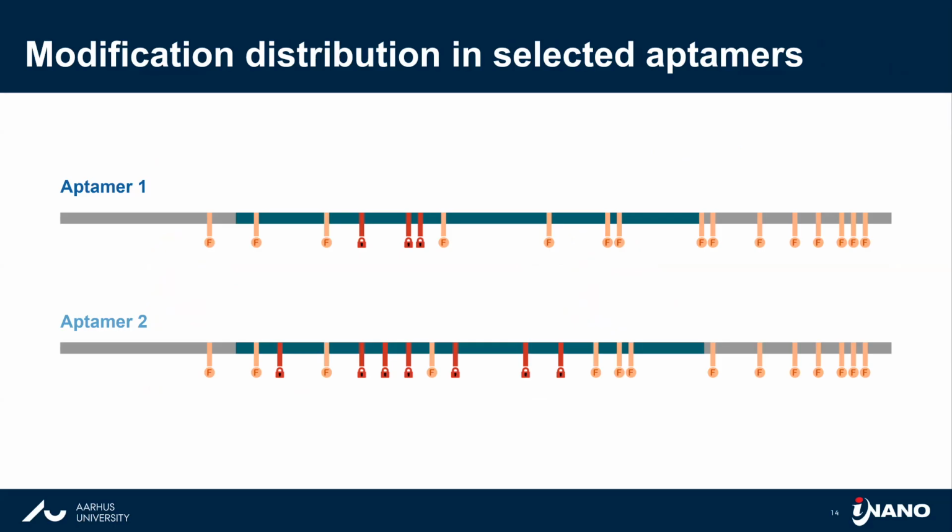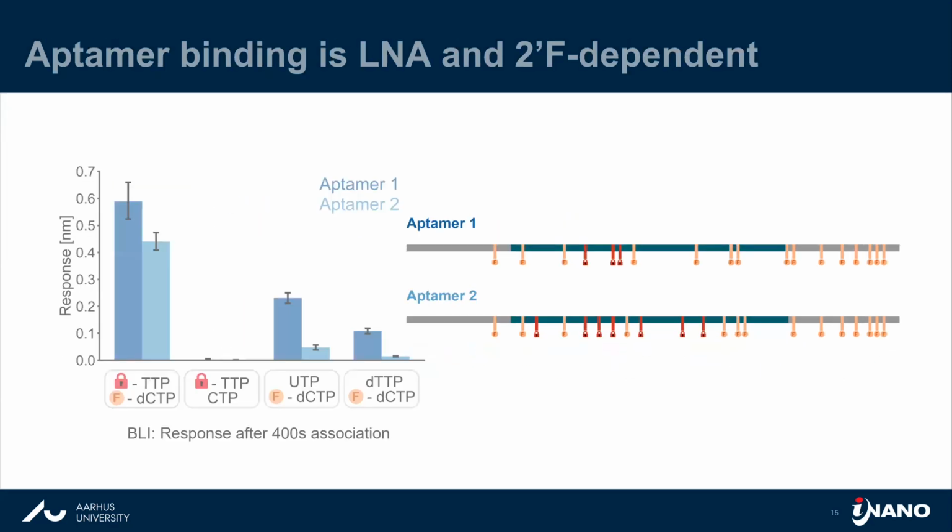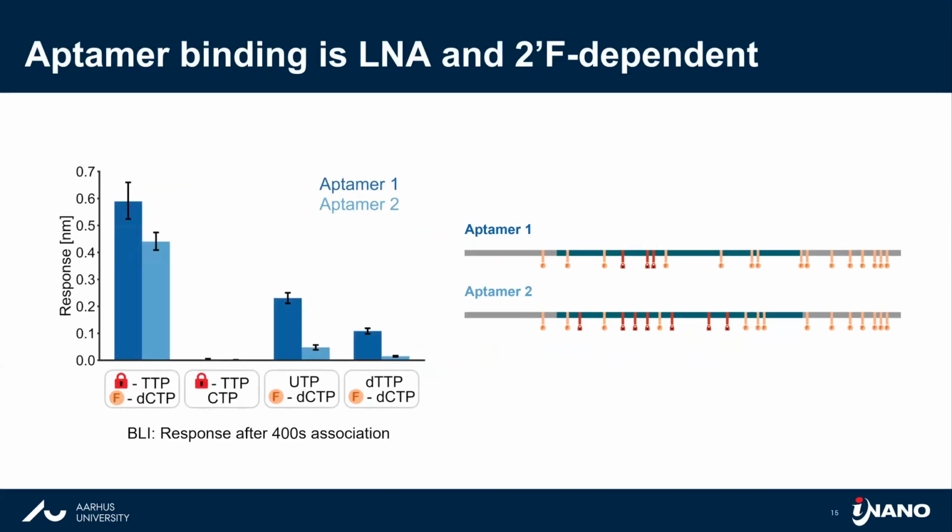Then I was curious to see whether these modifications are actually important for the binding. So I transcribed these aptamers but substituted, for example, the 2'-fluoro CTP with CTP and the LNA TTP with either dTTP or with UTP. You can see for both aptamers, when I remove these modifications and transcribe them with the unmodified substitutes, we lose all the binding for some of the sequences, or we have a much lower binding. This shows that it's important to do the selection with these modifications already in there, and that you can sometimes lose the binding of the aptamer when you want to introduce these modifications afterwards. That was quite nice to see.